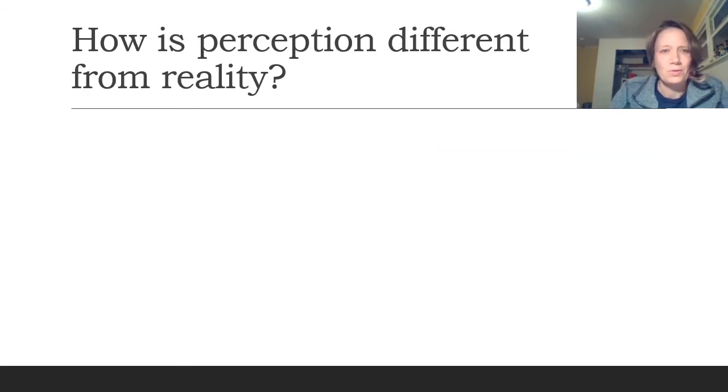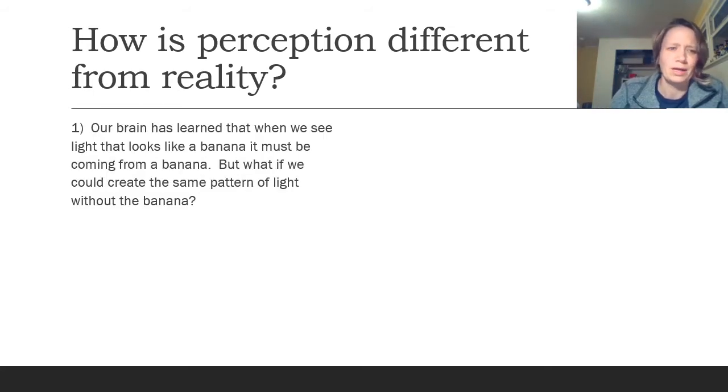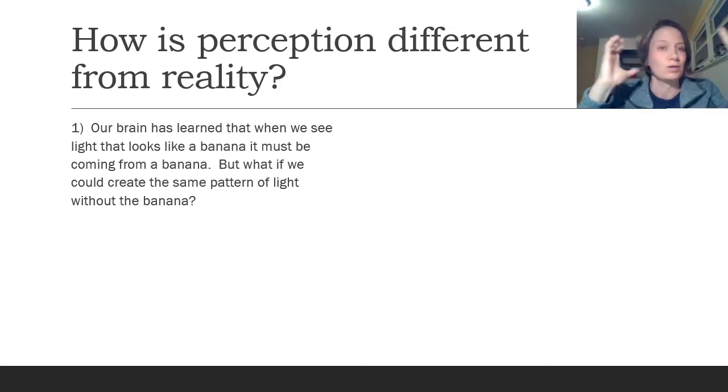Okay, so now that we've learned about how our eye takes that signal and our brain can figure out where objects are and what they're doing, the question is, how is our perception of an object different from the reality of the object? Well, our brain has learned that when we see two pieces of light that look like they're coming from a banana, there's always a banana there when we reach out and grab it.